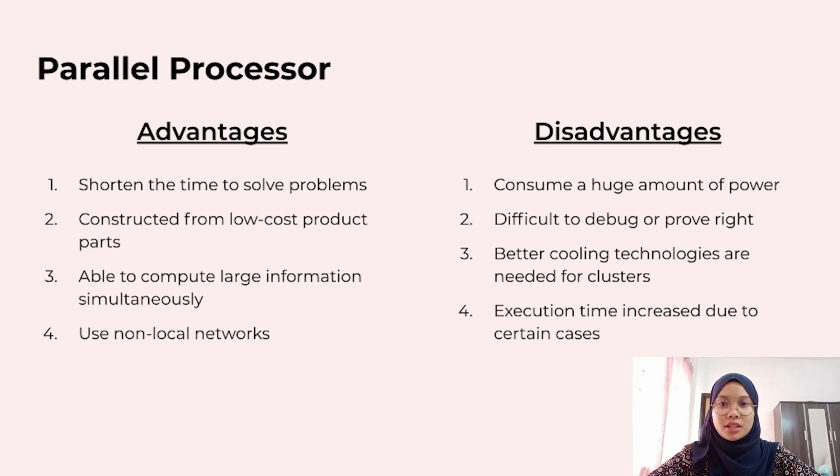Disadvantages of parallel processors. The first one, they consume a huge amount of power. As we know, parallel processors use multi-core architecture, and to run this architecture with more than one functional unit, it will increase the power consumption. Secondly, they are difficult to debug or proofread. Parallel solutions are harder to implement.